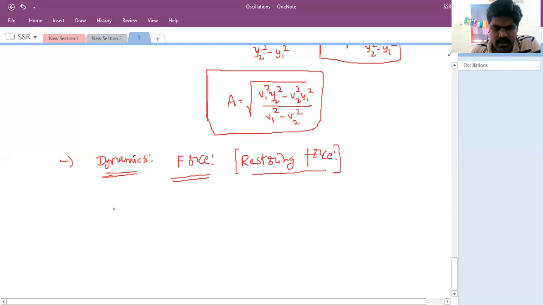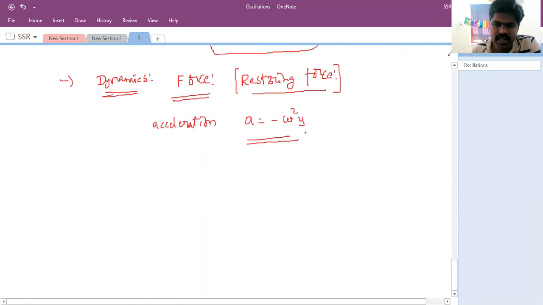First of all, the known thing we can define first: the acceleration of SHM. What is the acceleration? You remember? Acceleration a is equal to minus omega square y. Acceleration of a particle executing SHM, a is equal to minus omega square y, in terms of displacement y, where omega is the angular speed. Are you clear this point?